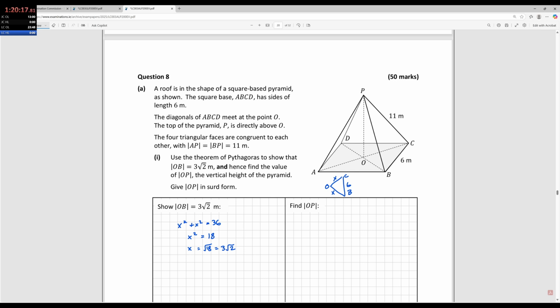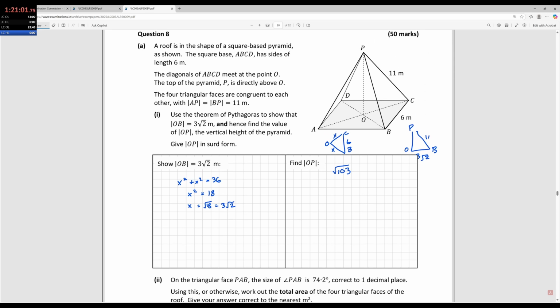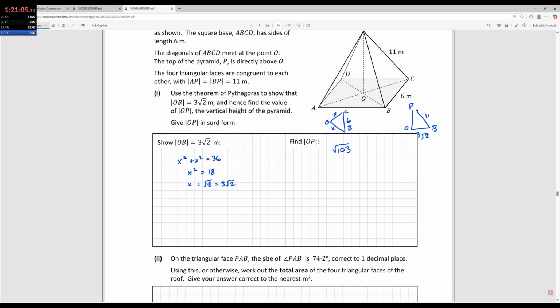And hence find the value of OP, the vertical height. So I'm assuming we're going to have to do Pythagoras again, because if we looked at the triangle POB, this would be 3 root 2, and they told us this was 11. So it would be 121 minus 18, which is the square root of 103. Because 11 squared is 121, take away that square, 18, so 121 take away 18 is 103, and then we just square root it, but we can't do it, and they said give your answer in surd form.